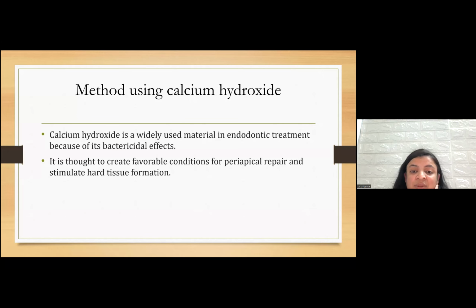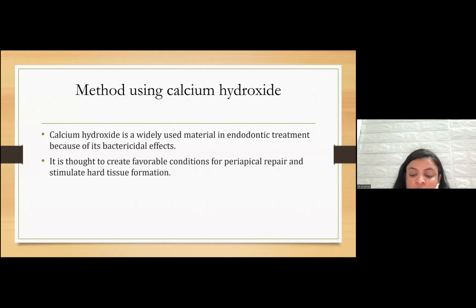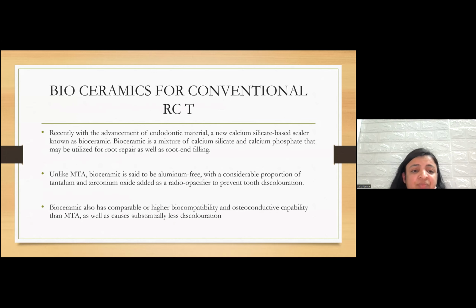Calcium hydroxide is a widely used material in endodontic treatment because of its antibacterial effect. It is thought to create favorable conditions for periapical repair and stimulate hard tissue formation. I would like to push a little bit of calcium hydroxide into my periapical area, not much, just a little bit, because it has anti-inflammatory activity. It will neutralize the products, it will activate alkaline phosphatase, and it has antibacterial action.